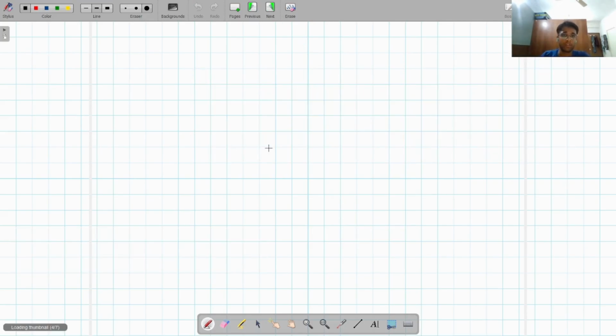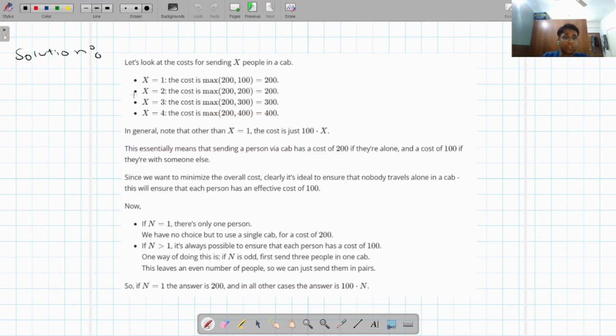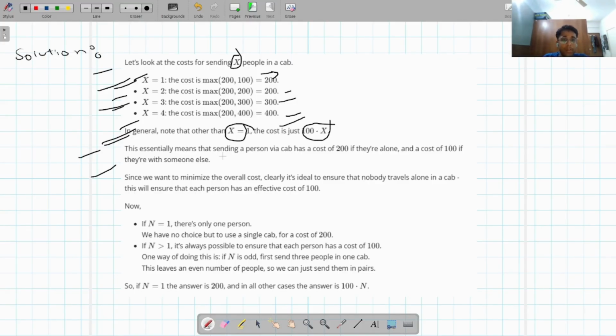Let's move toward the simple solution. Let's look at the cost for sending X people in a cab. For X equal to 1, the cost is maximum 200. For X equal to 3, it would be 300. In general, note that other than X equal to 1, the cost is just 100 times X, right? This essentially means that sending a person by a cab has a cost of 200 if they are alone and a cost of 100 if they are with someone else. Since we want to minimize the overall cost, clearly it's ideal to ensure that nobody travels alone in a cab. This will ensure that each person has an effective cost of 100.